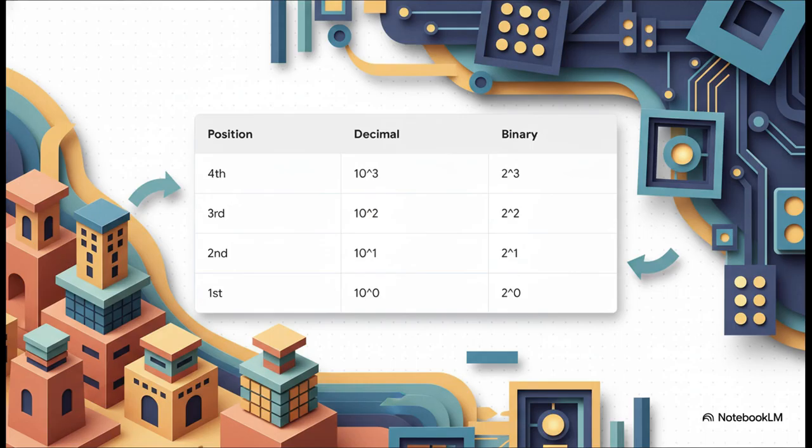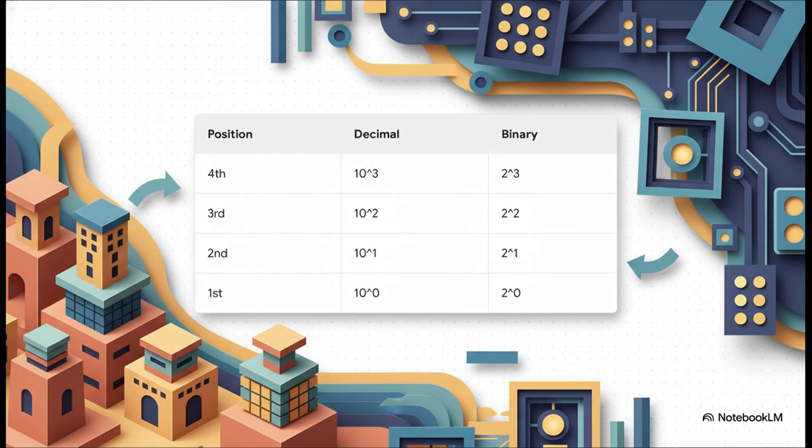As you move to the left, each position is a power of 10. The ones column, the tens, the hundreds, the thousands. Binary works identically, just with a base of 2. As you move left, each position is a power of 2. The ones column, the 2s, the 4s, the 8s, the 16s, and so on. A binary number is literally just a combination of these powers of 2, turned either on with a 1 or off with a 0.